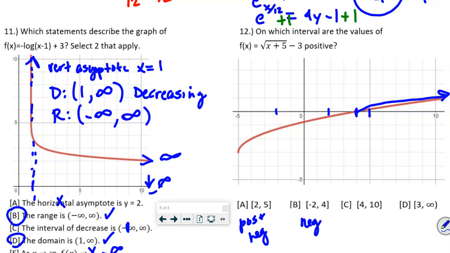All right, let's talk about the next one. From 4, there's 4, to 10, yep, that's all positive, so I think that's our answer. But let's check the last one. From 3, there's 3, and there's 5, 6, 8. This is both, again, negative and positive, right? So we're looking at the y values here when it says on which interval are the values of. So we're talking about the x values, right, where the y values are positive. That's what it's asking us, okay?